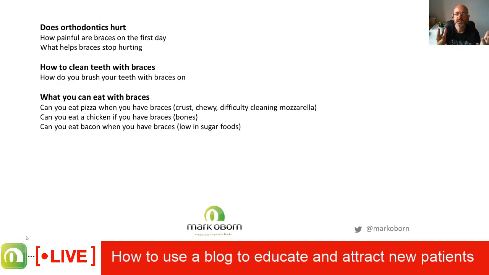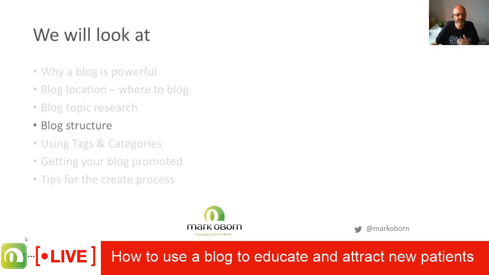So now we can start thinking, well, pizza, we've got crust. That's crunchy, there's chewy, possibly difficulty eating with mozzarella getting caught in braces. So now starting to think about eating crispy food, eating chewy food, eating difficult to eat things with braces. Can you eat chicken? Well, thinking creatively, what about bones? Eating chicken, yes, you could, of course, but you might accidentally get caught out with a bone. Think about eating bacon when you have braces. Well, bacon could be a good substitute for high sugary foods at breakfast. So we're starting to use these Google questions to flesh out a blog post.